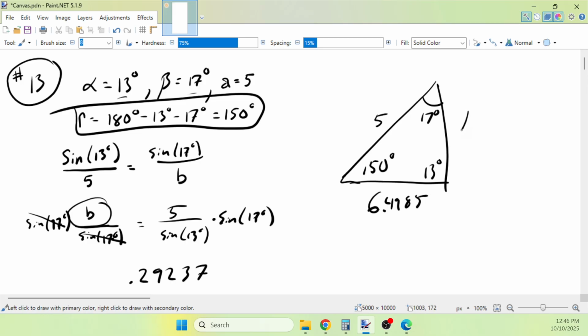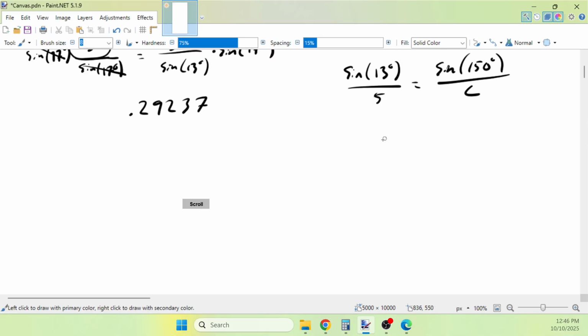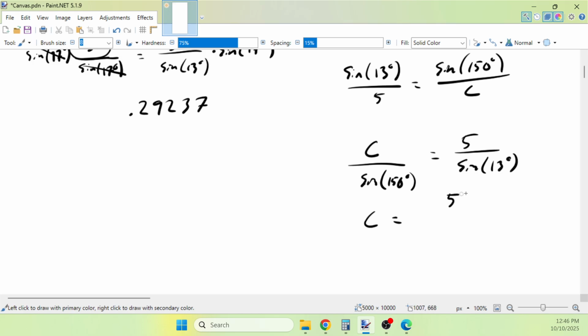And now we have to find this side. We do the same thing. Take the reciprocal of both sides: sine of 150 degrees over C equals sine of 13 over 5. Multiply both sides, so C equals 5 over sine of 13 times sine of 150.